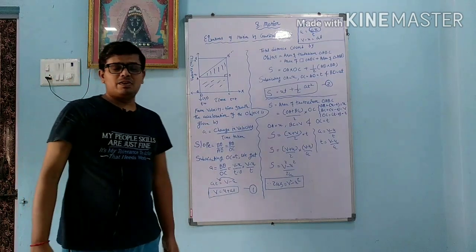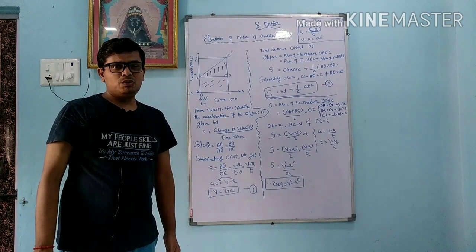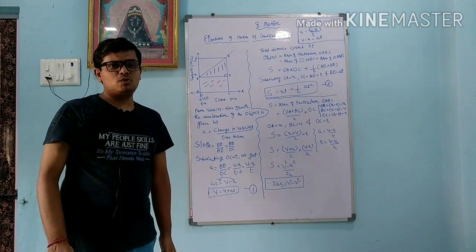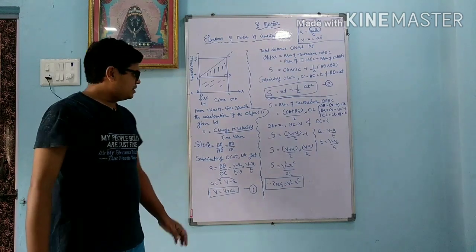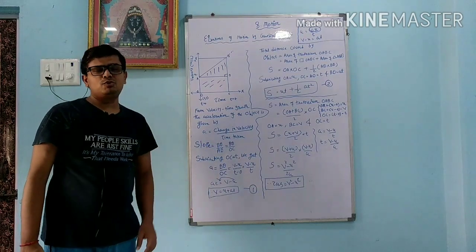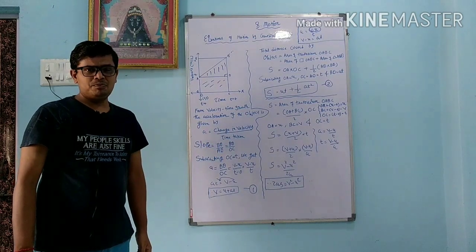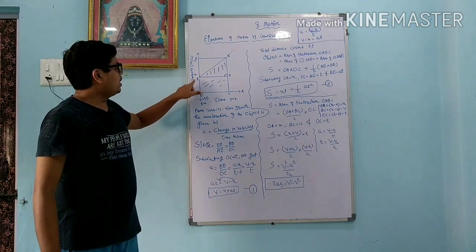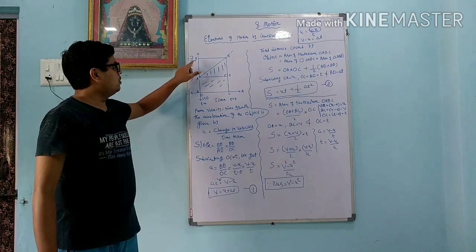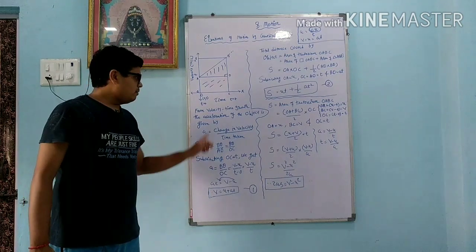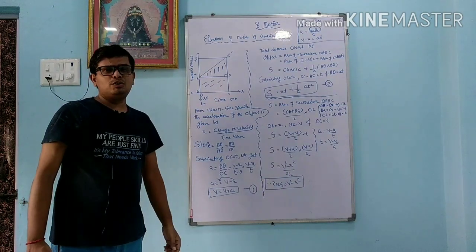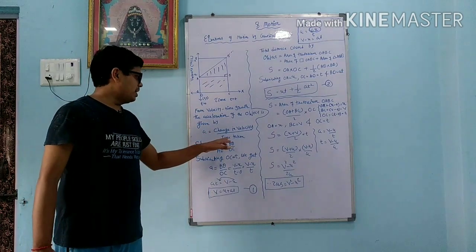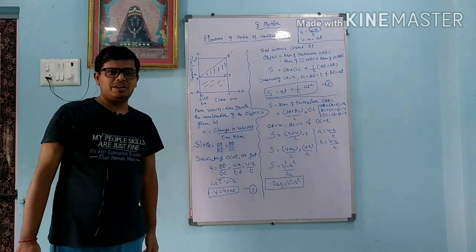Now dear student, this is the velocity versus time graph. Whenever we find the slope, we can find out the acceleration. What is the definition of acceleration? A equals change in velocity divided by time. Initial velocity we have u and final velocity is v, and that change occurs in time t. So a equals v minus u by t. Understand? Change in velocity divided by time.